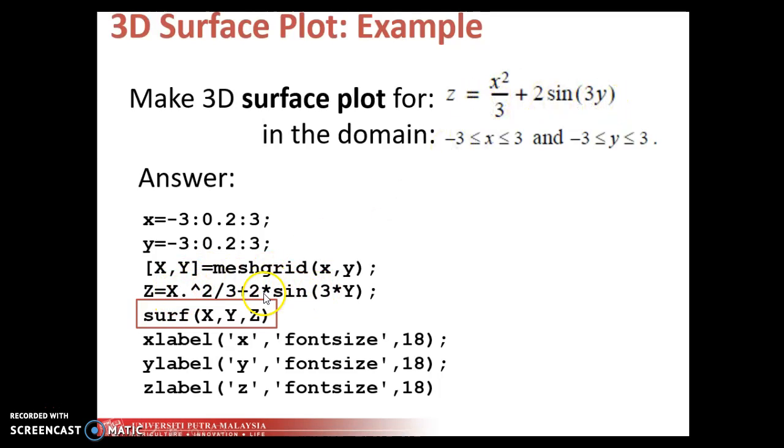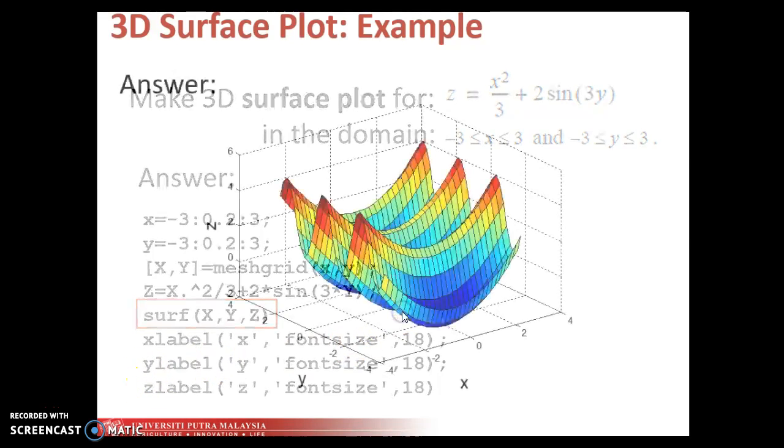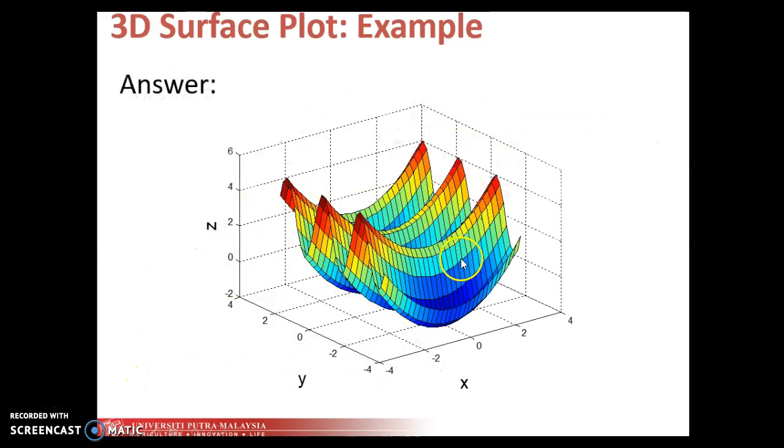Then I'm using the surf function, the surface function, to make a surface plot for capital X, Y and Z. Then it's followed with the other formatting for the graph, where here a simple one, I label the x, y and z axis. So this is the graph, how it looks. This is a surface graph.